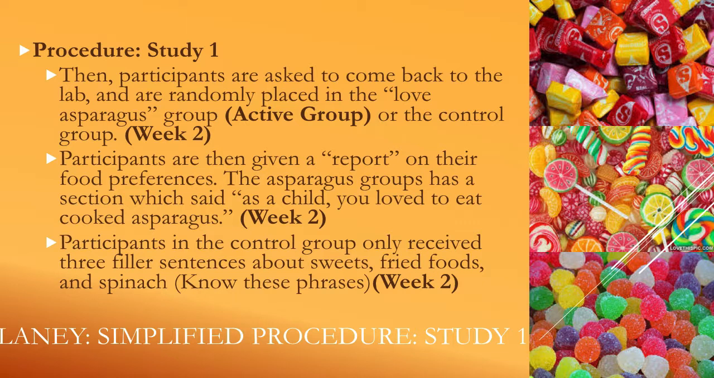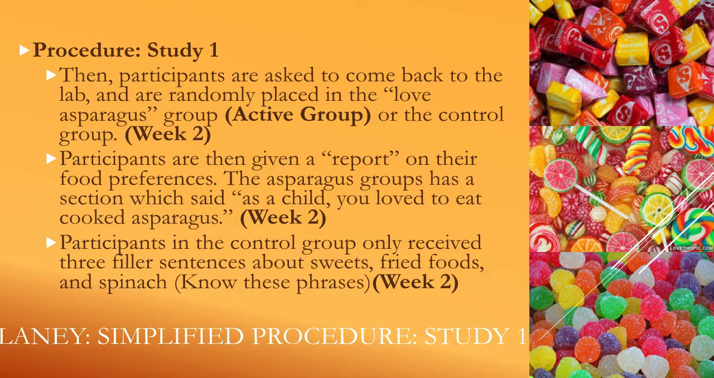Now here's where it gets interesting. If you were placed in the active group, if someone is in the active group, their report has this line in it. As a child, you love to eat cooked asparagus. So boom, that's our false memory. There it is. The false memory that you loved asparagus as a child is snuck in that report.